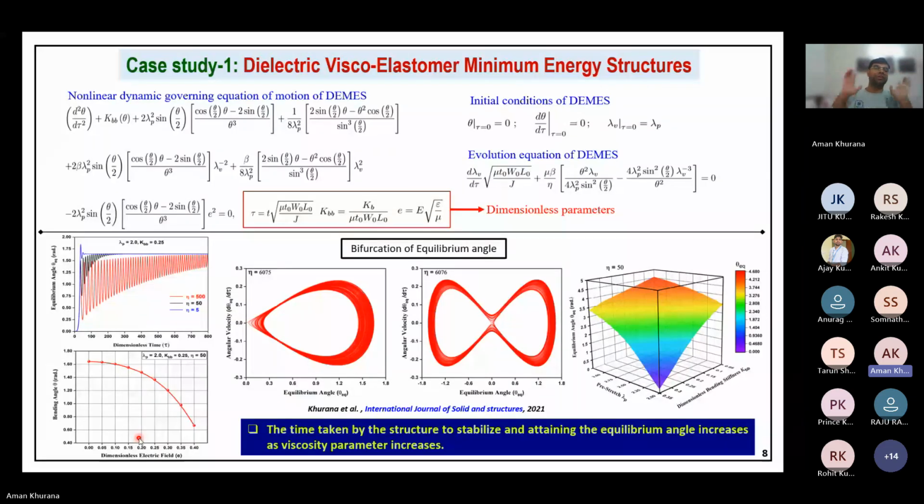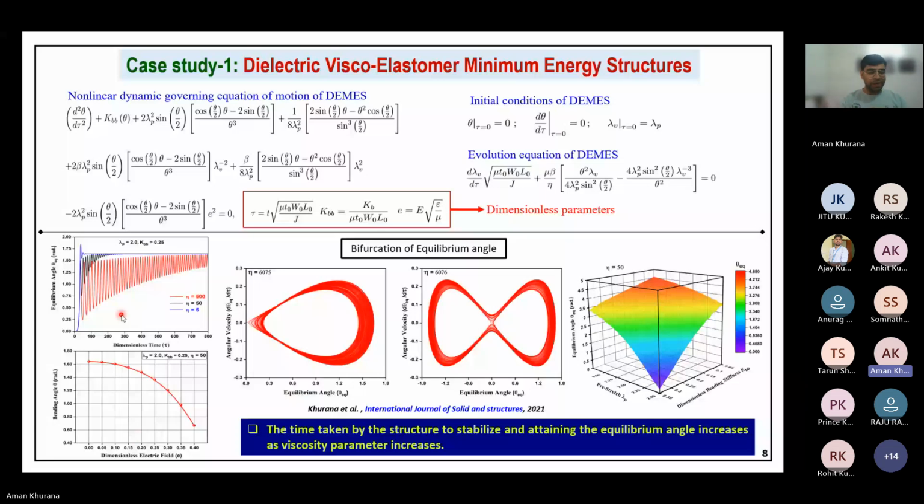We understand the concept that if we have a membrane of this much viscosity, it will take that much time to attain the equilibrium angle. Or if we have a membrane of different viscoelastic property, it will take that much time to attain the equilibrium angle. So that is one thing.